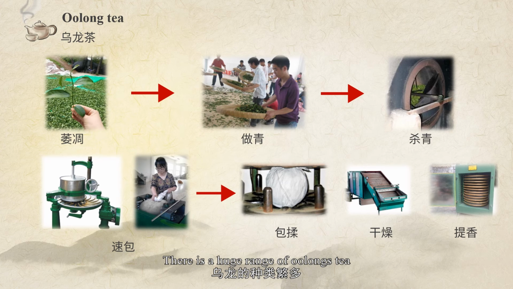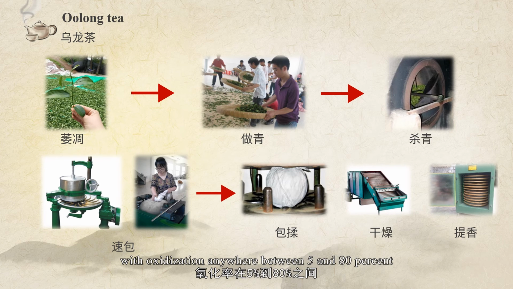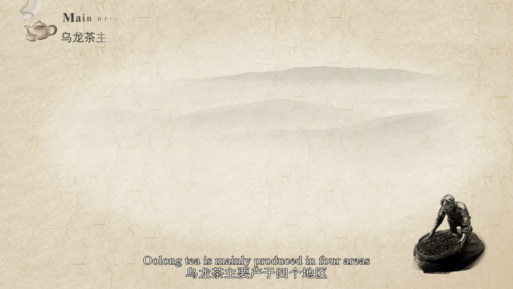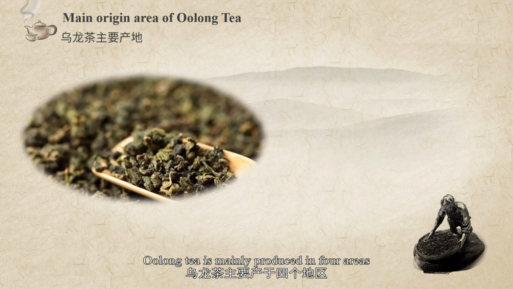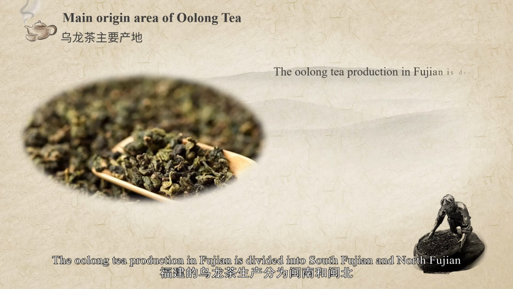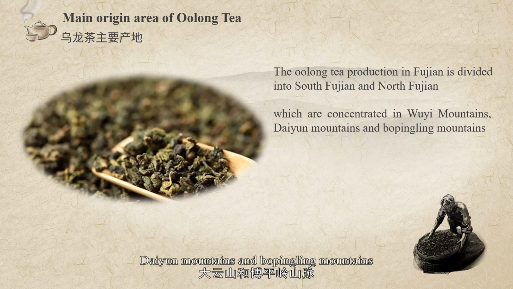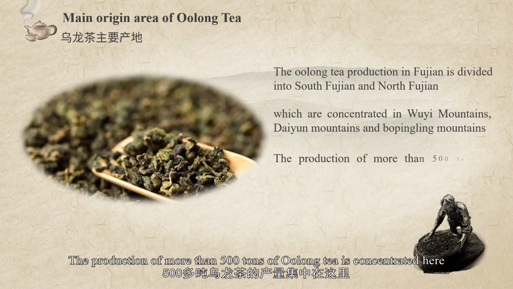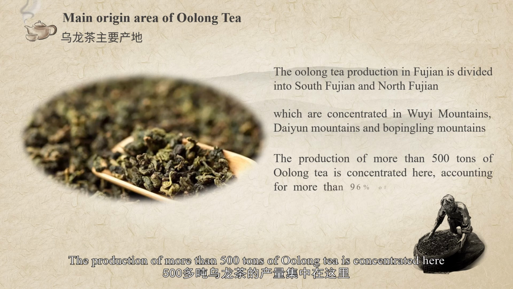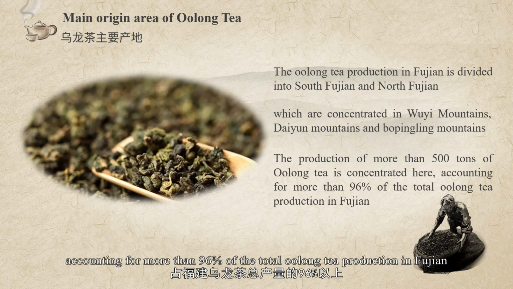There is a huge range of oolong teas, with oxidization anywhere between 5 and 80%. Oolong tea is mainly produced in 4 areas. The oolong tea production in Fujian is divided into South Fujian and North Fujian, which are concentrated in the Wuyi Mountains, Daiyun Mountains, and Bopingling Mountains. The production of more than 500 tons of oolong tea is concentrated here, accounting for more than 96% of the total oolong tea production in Fujian.